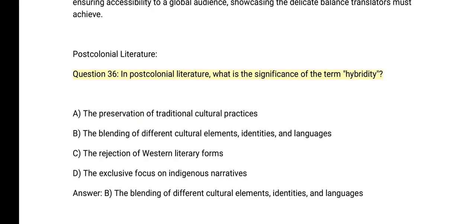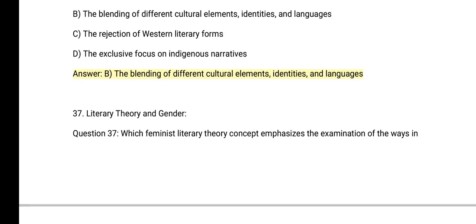Postcolonial literature. Question 36. In postcolonial literature, what is the significance of the term hybridity? A. The preservation of traditional cultural practices. B. The blending of different cultural elements, identities, and languages. C. The rejection of Western literary forms. D. The exclusive focus on indigenous narratives. Answer: B. The blending of different cultural elements, identities, and languages.